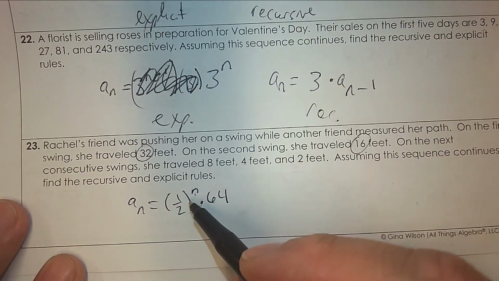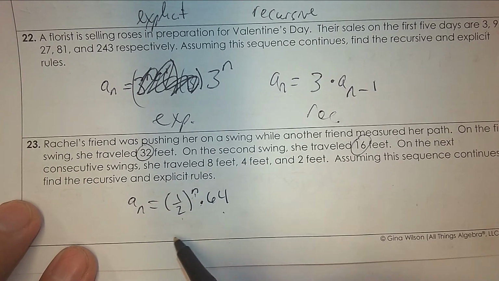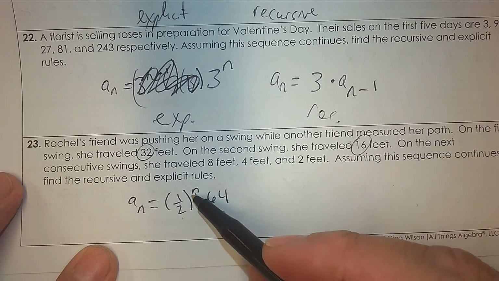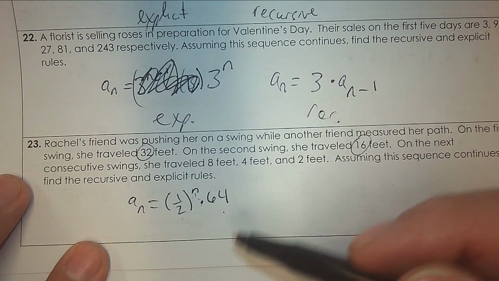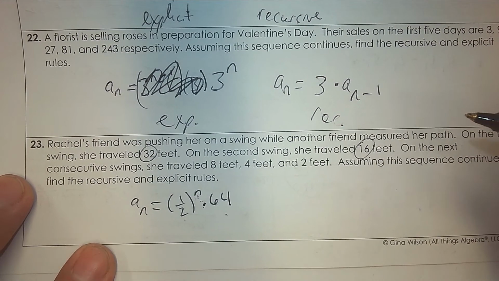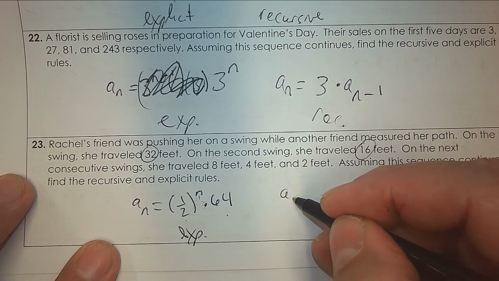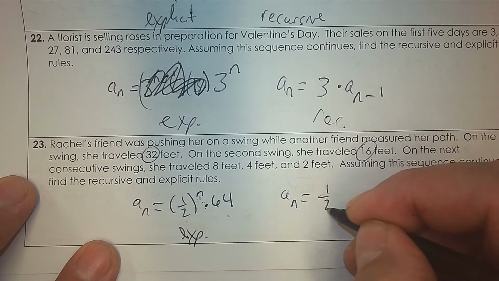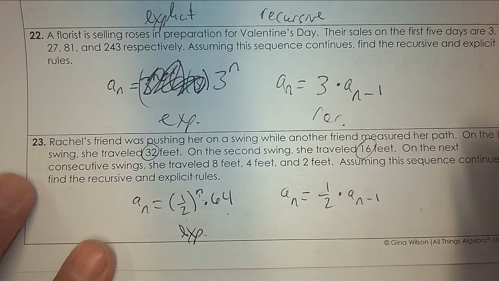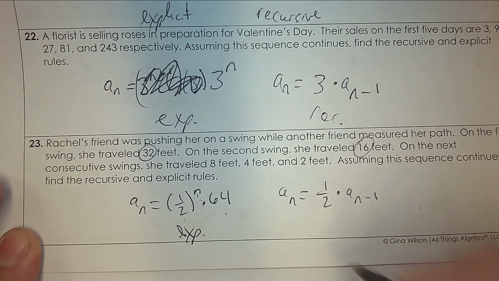So if I plug in 1, the answer is 32. If I plug in 2, then it's half of that, right? 16. If I plug in 3, then it's half of that, half of half of half. So it works. So that's the explicit one. The recursive one, what am I doing each time? Well, I go 1/2 times whatever the term is before, right? So that's the recursive one.